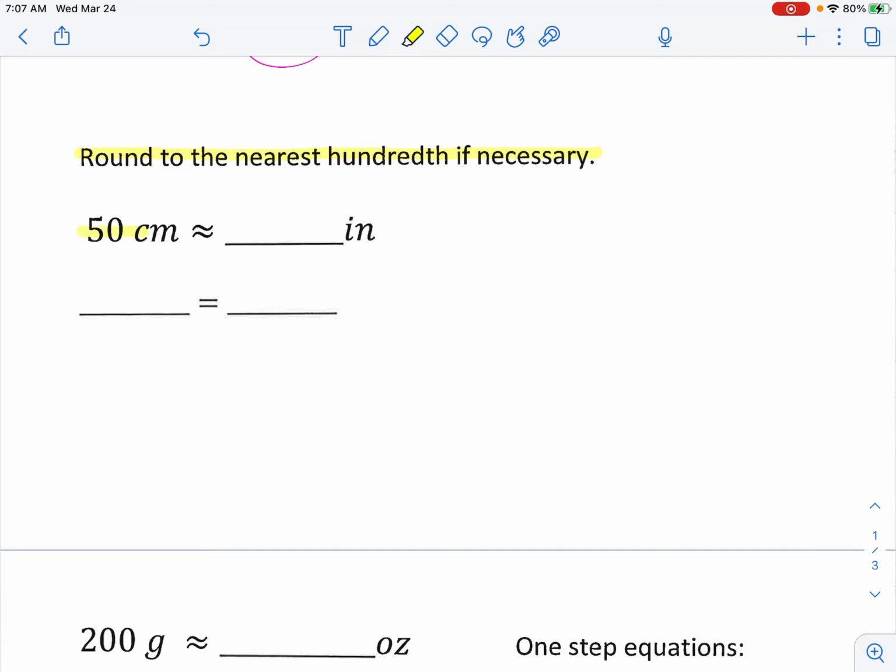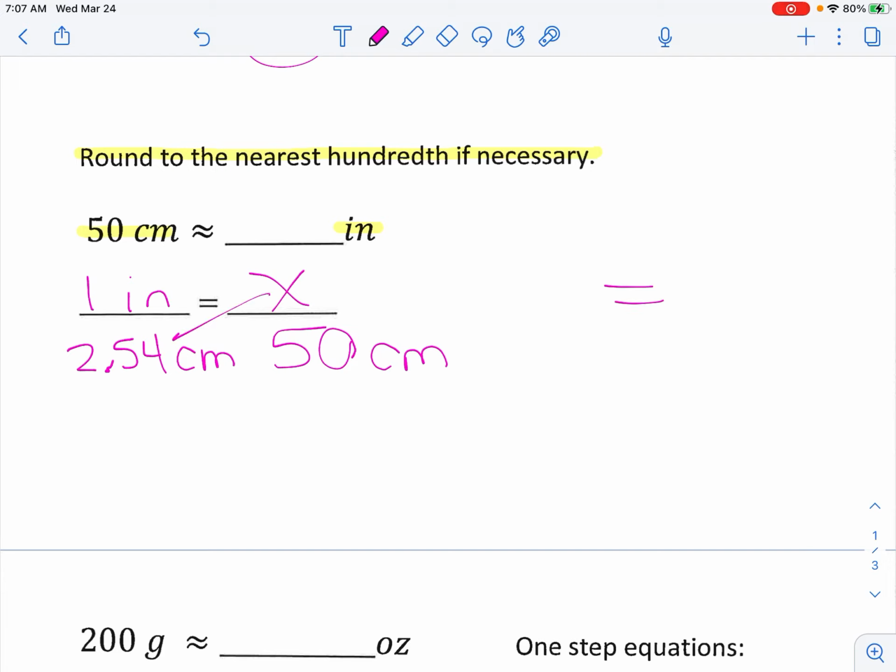All right, so let's look and see what we got. 50 centimeters equals about how many inches? Go to your reference sheet. So I see that 1 inch is to 2.54 centimeters. So 50 centimeters, the same unit of measure has to both go on the top or both on the bottom. What I don't know is my number of inches. That's my unknown, so that's my X. We're going to set up our equation. Always multiply by the X first. 2.54 times X is 2.54X.